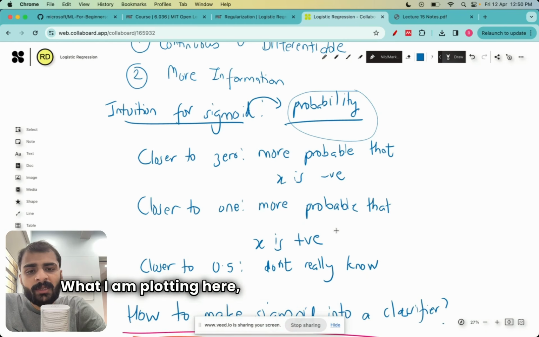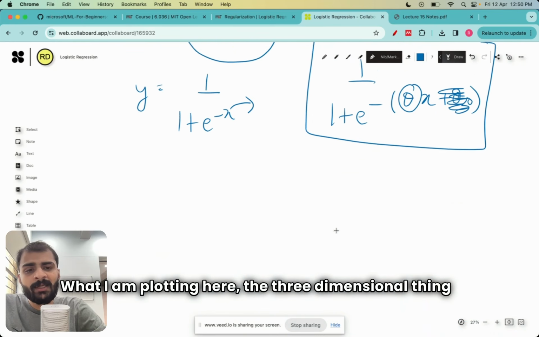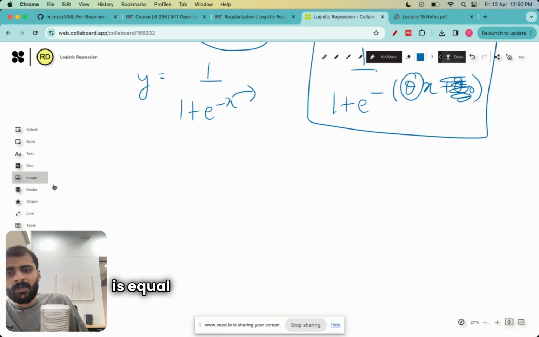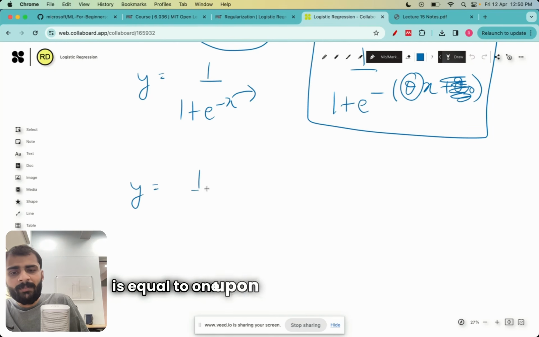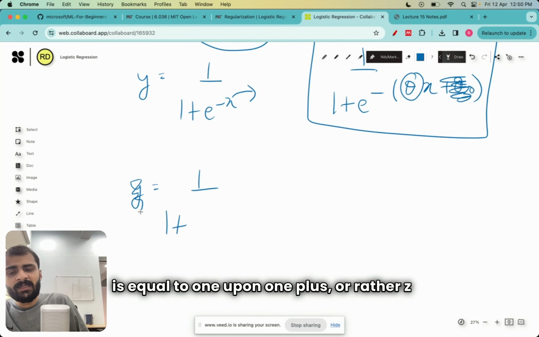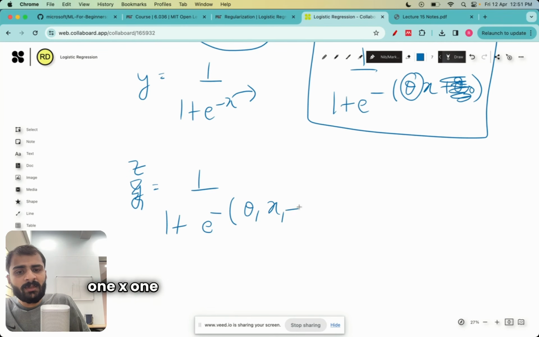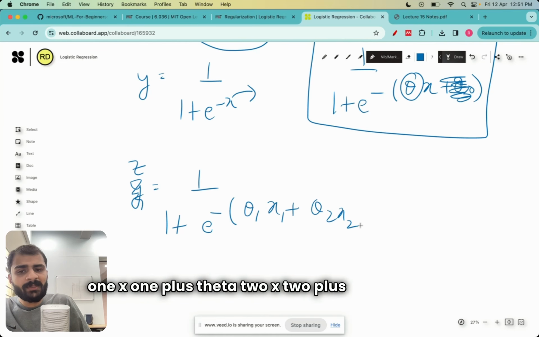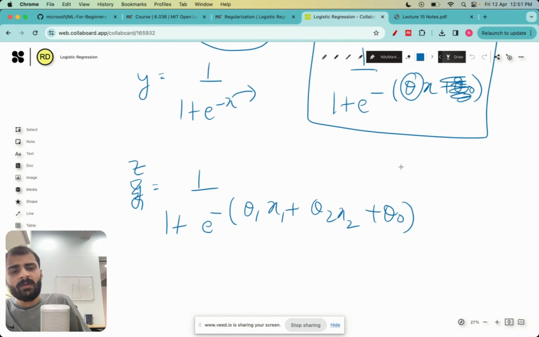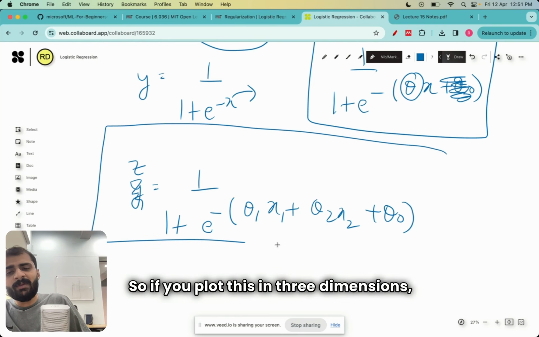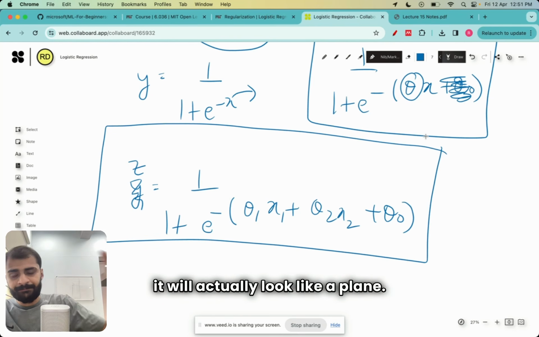What I'm plotting here, the three-dimensional thing, is z equal to 1 upon 1 plus e raised to minus (theta 1 x1 plus theta 2 x2 plus theta naught). So if you plot this in three dimensions, it will actually look like a plane, right?